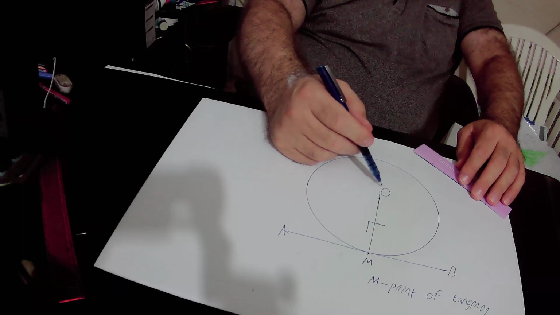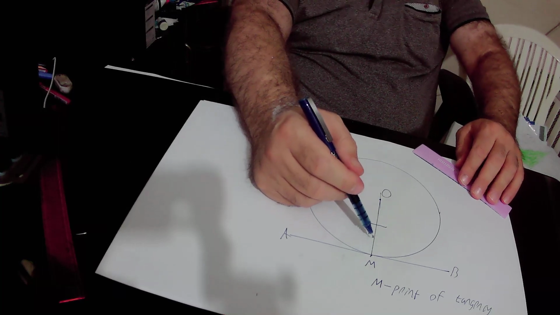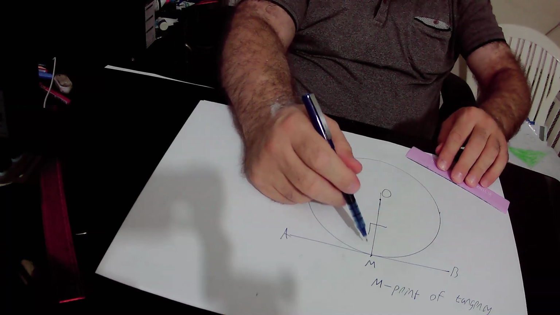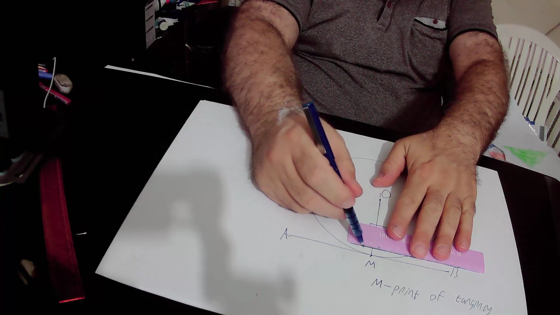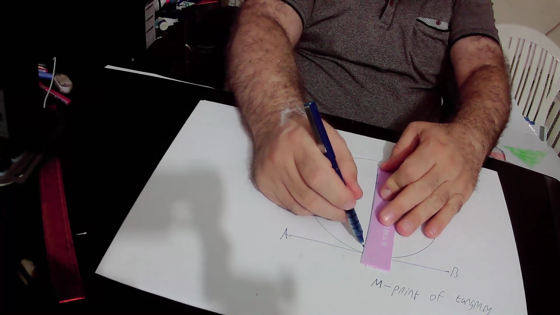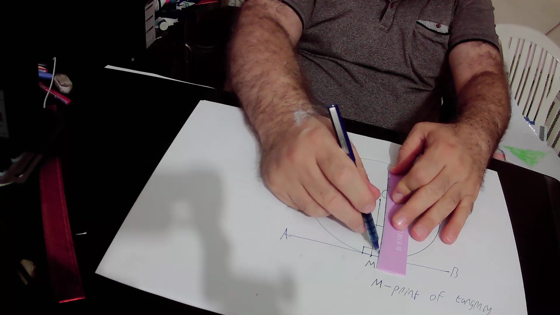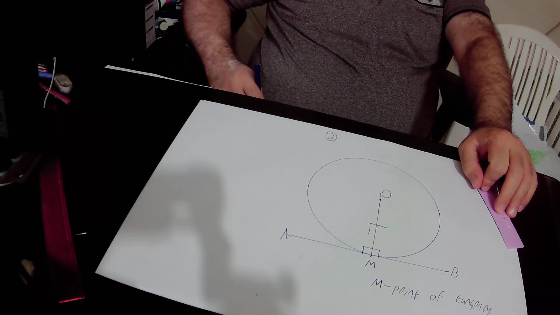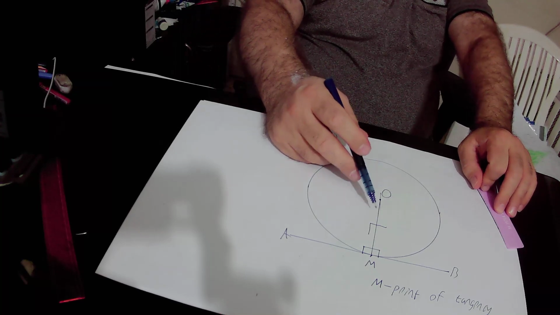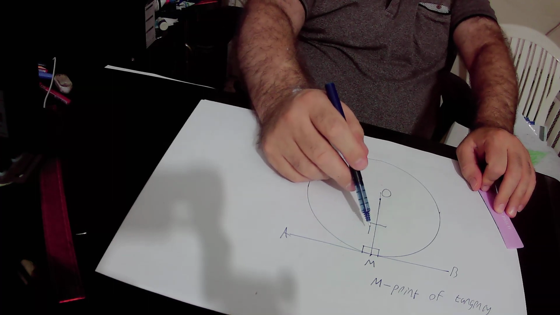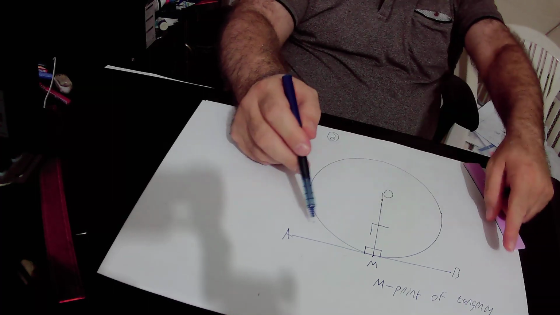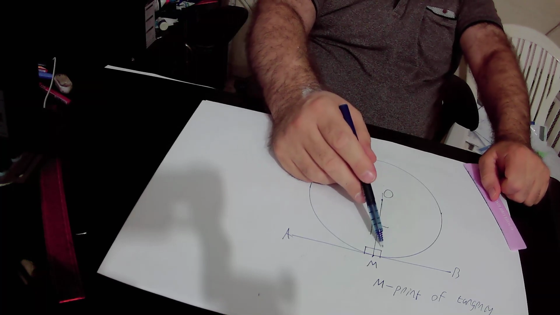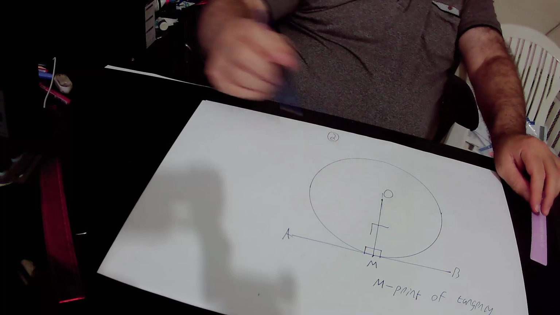So we have this radius that is drawn to the point of tangency. Therefore, according to rule number 1, this tangent AB is perpendicular to this radius. That is to say, this angle will be equal to 90 degrees, and this angle will also be equal to 90 degrees. Okay, so whenever we have a radius, like in this drawing, that is drawn to the point of tangency, then the tangent AB will be perpendicular to this radius. That is to say, this angle equals 90 degrees, and this angle also equals 90 degrees. Okay?